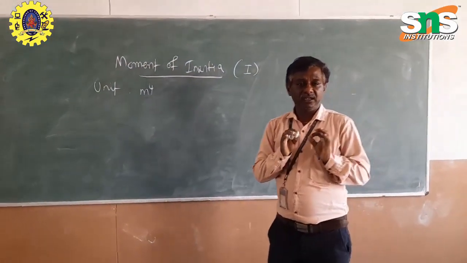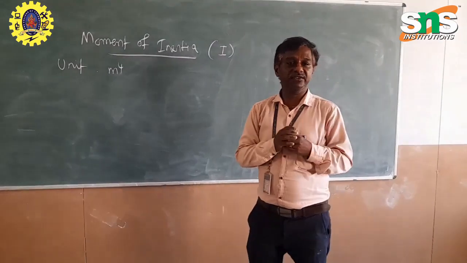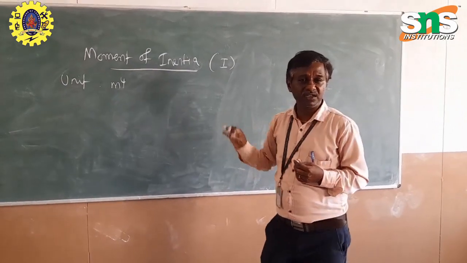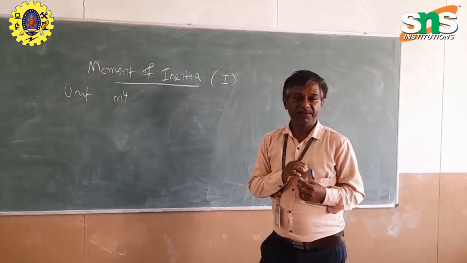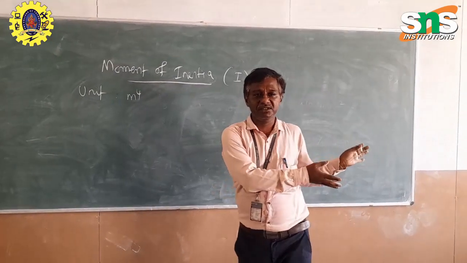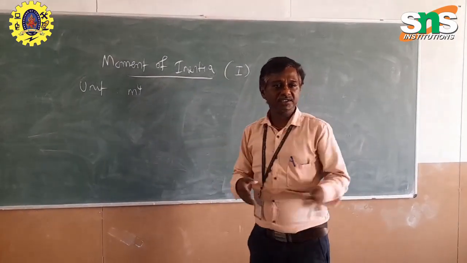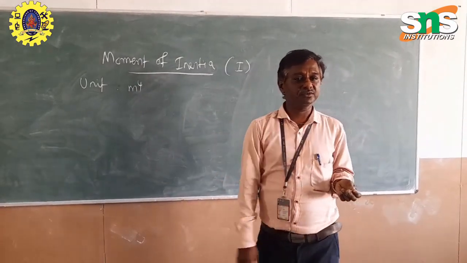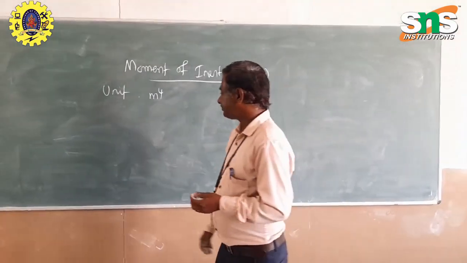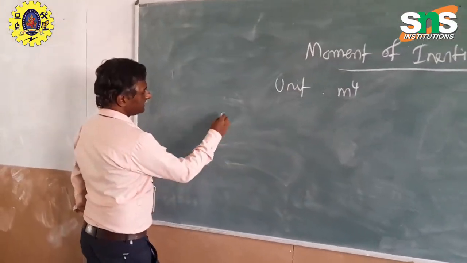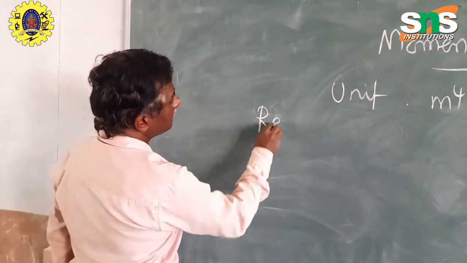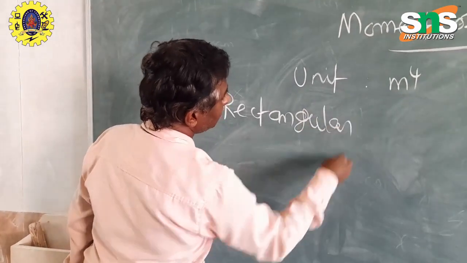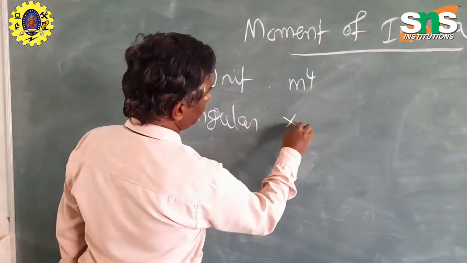It depends only on the cross section of the geometry. It is called a sectional property. It does not depend on whether the material is steel, wood, stainless steel, or bronze. So it does not depend on material also. Let's take a rectangular section, a rectangular cross section.